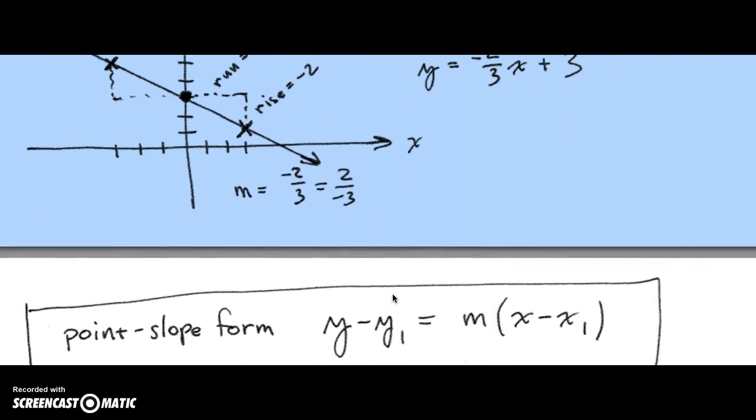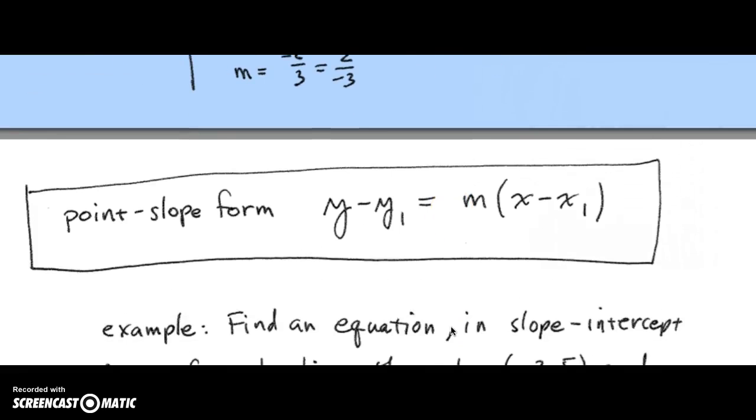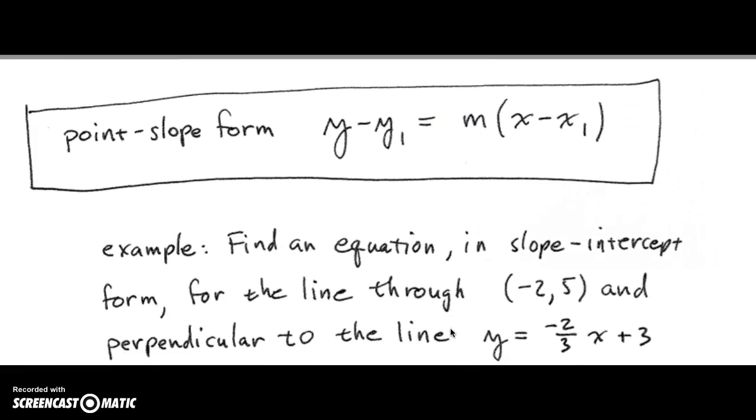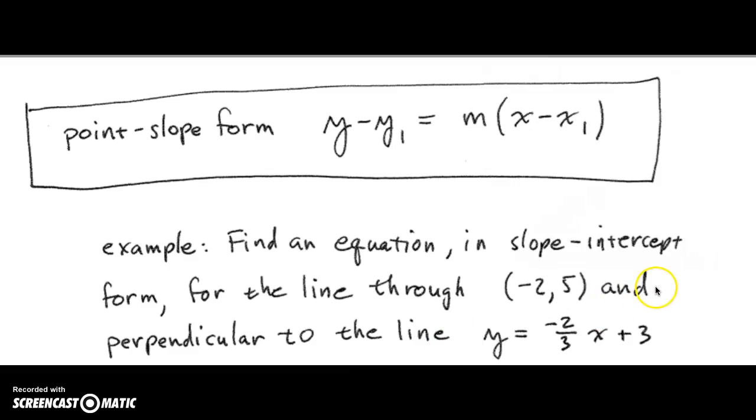Another form of linear equations that's very useful is the point-slope form. y minus y1 equals m times the quantity x minus x1. And this is great for finding equations of lines when you're given a slope and a point. If the line goes through the point x1, y1 with slope m, you just fill in this information and you get an equation of the line. Here's maybe a more realistic or more difficult example of where you would use this.